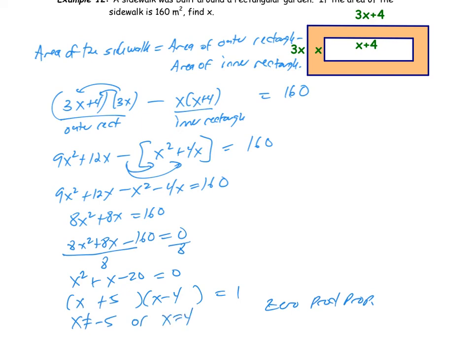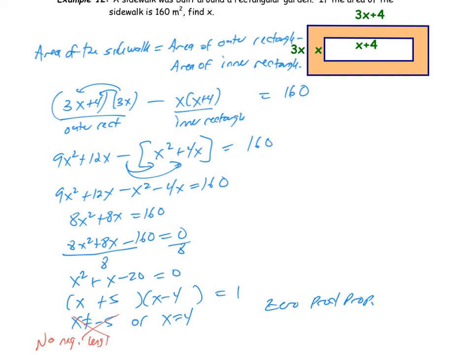And then, since this is an application problem, we have to make sure that this makes sense in the context of our problem. Here we see that x is the length of a side of the rectangle, so we can have no negative lengths, so x equals negative 5 doesn't make sense.